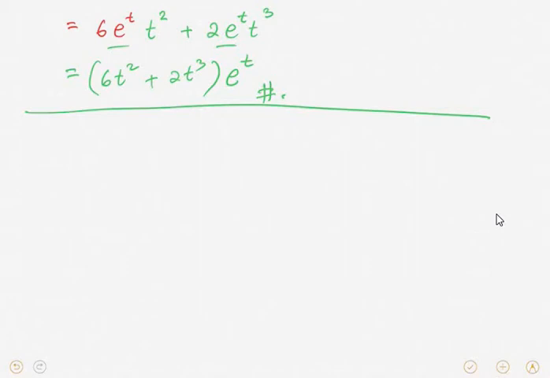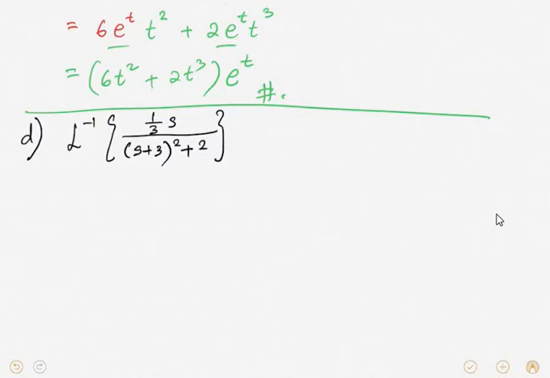Okay, again I'll show you another example on the first shift theorems of inverse Laplace transform. Hope to increase your understanding. Okay, we have this question 1 over 3 s divided by s plus 3 power of 2 plus 2. Okay, we can similarly like previous question. We cannot directly solve, and we need to use the first shift theorems.